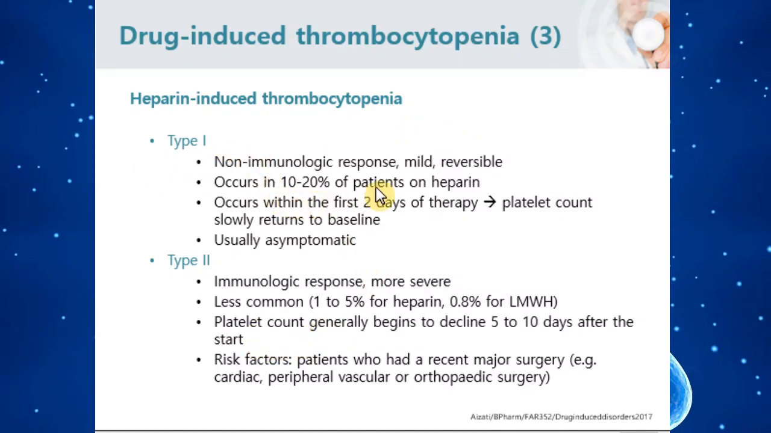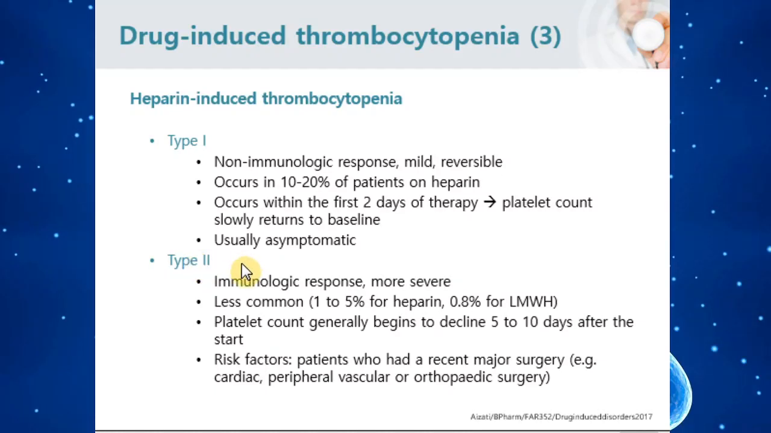Type 1 is a non-immunologic reaction, which is mild and reversible. It occurs in 10 to 20% of patients on heparin, and it can occur in the first 2 days of therapy, in which the platelet count may slowly return to baseline after that, and the patient is usually asymptomatic.